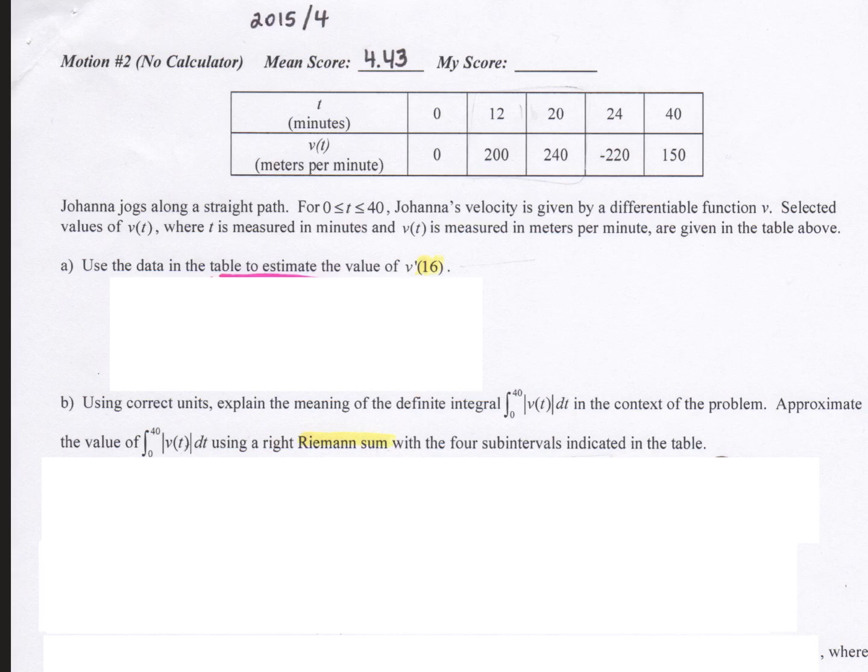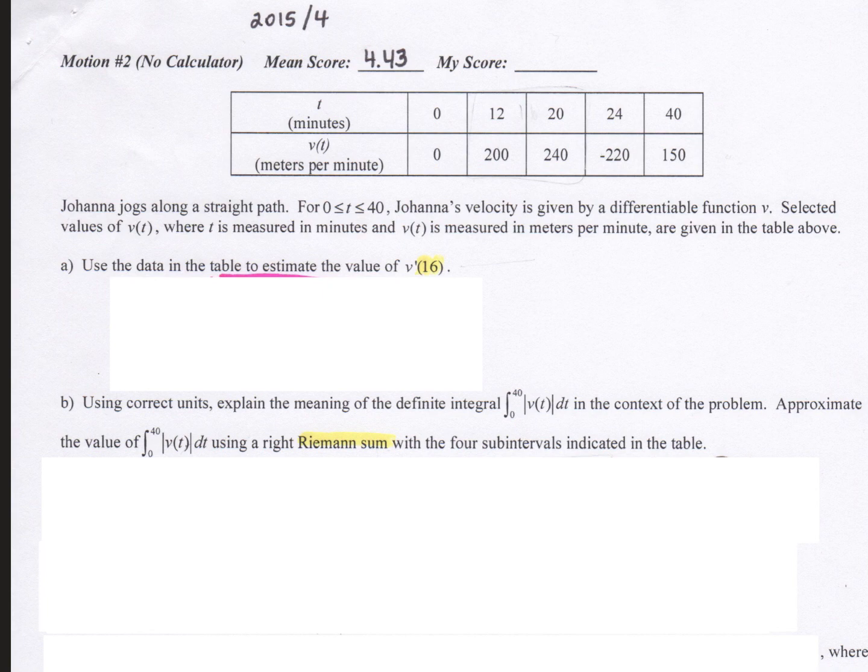Motion number 2 is from the 2015 exam. It was a no calculator question. Mean score is 4.43, which is actually pretty high. In this question, it's a nice blend of motion along with some table ideas as well. We have Joanna jogging along a straight path, and her velocity is given in this table.